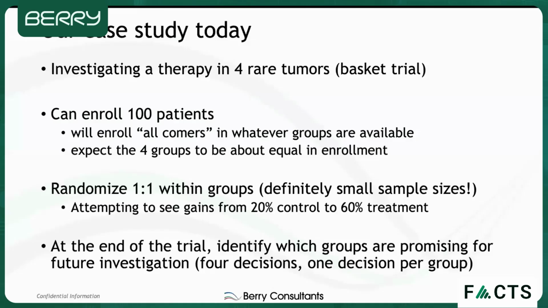So we're going to talk about a basket trial. We're going to investigate a therapy in 4 rare tumors. This is a pretty common setting. We often have a drug that targets a particular biomarker, and that biomarker is present in multiple kinds of cancers throughout the body. And so the idea is that you would enroll a trial in several of these different cancers and see if it works basically across the board.